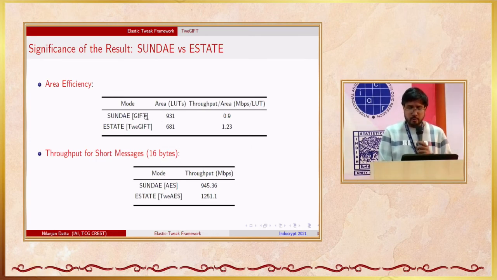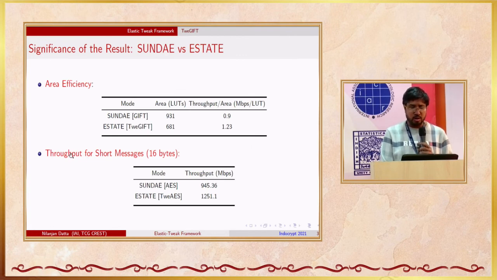So from GIFT to TWEGIFT, the area improves slightly, but because of the design simplicity and overall this block cipher minimization, the overall area of the whole construction is reduced. And of course, we have a better throughput. So it's not a trade-off of area and throughput. You have a gain in both directions, which is really significant because you are minimizing the area as well as improving the throughput. So this is where the beauty of this short tweak TBC comes into the picture.